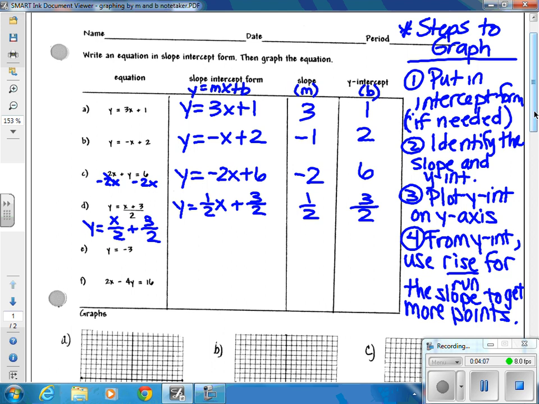When you get to letter E, it's already ready to go in intercept form, so y equals negative 3. Because there's no x present, then that must mean that your slope is 0, and the negative 3 that is there is representing your y-intercept.